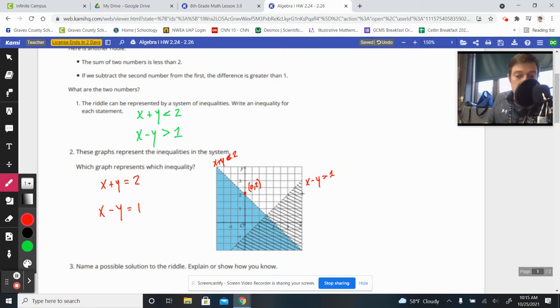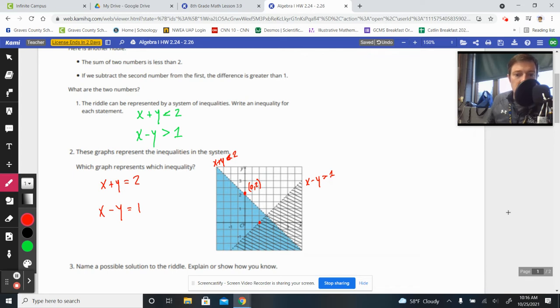Let's test it out and see if it works. An ordered pair on this one looks like when x is 1, y is 0. 1 minus nothing is 1, so that makes sense. That ordered pair at 1, 0 works for that particular pair of x and y. So we've got that labeled out: which graph represents which inequality? Check.